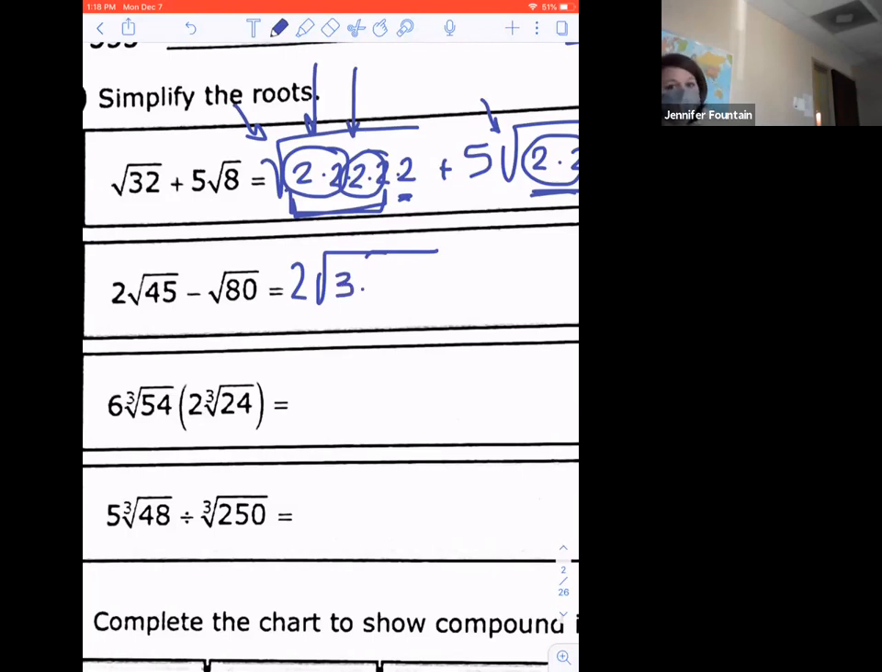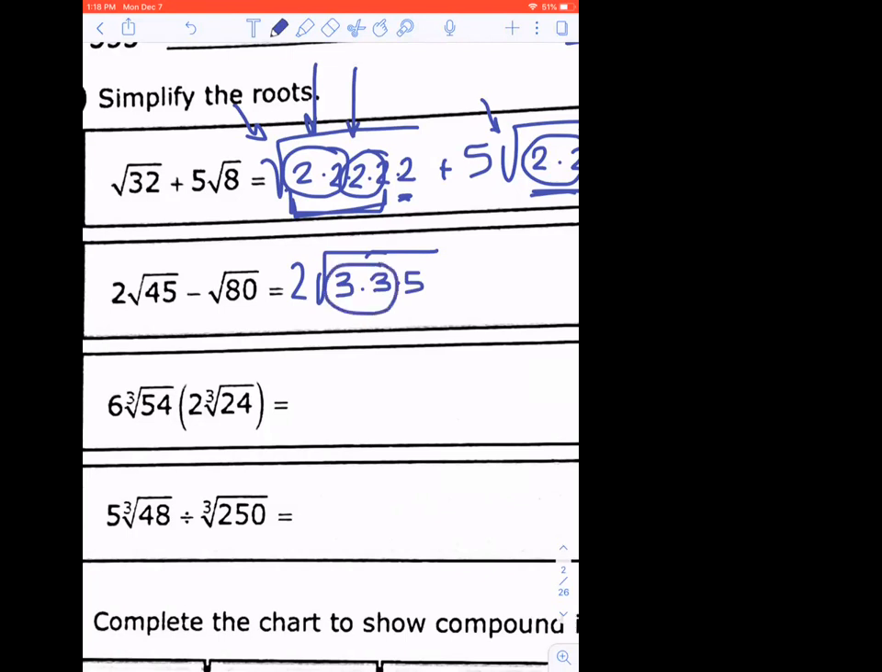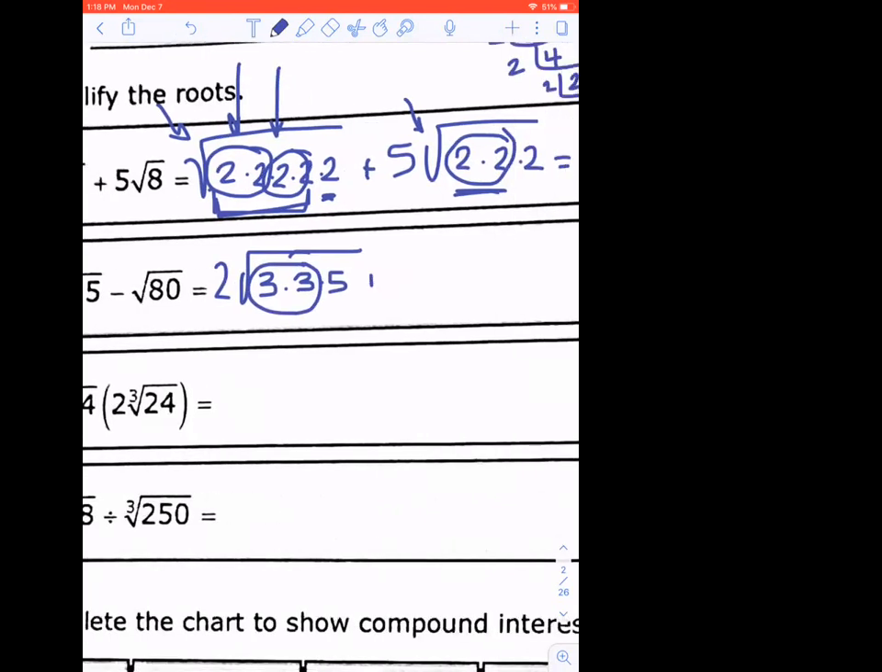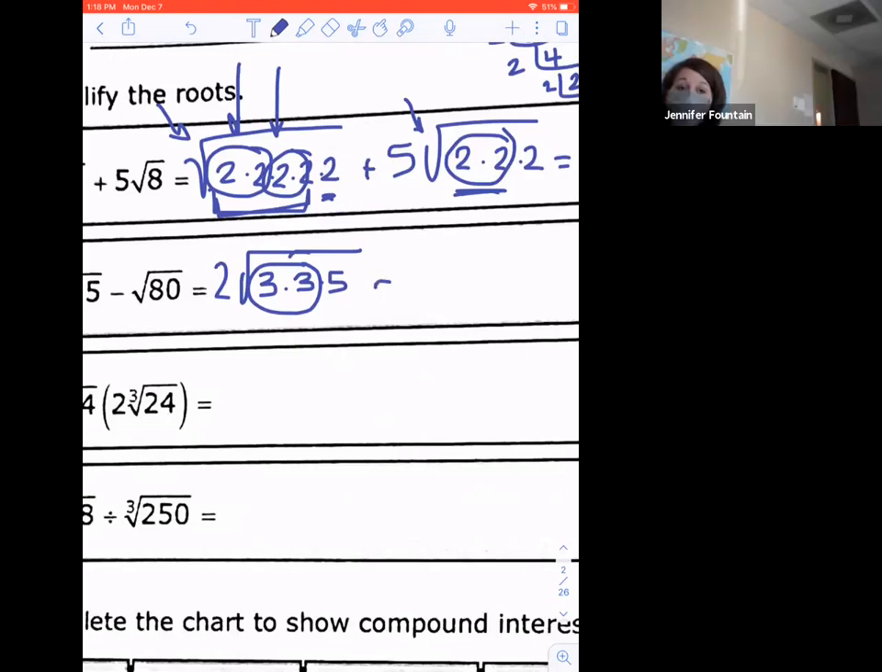What's my smallest prime factor of 15? 3 again, and that's 3 times 5. Buddies or 3s? I know those are going to be able to come out. And then do what? Then I've got minus the square root of 80. My smallest prime factor would be 2. And it's going to be 2 times 40.